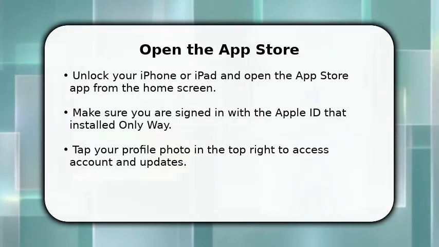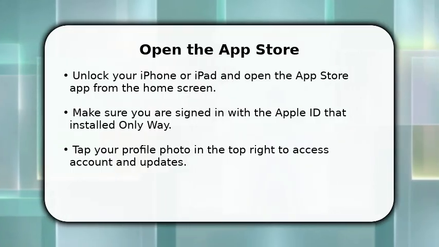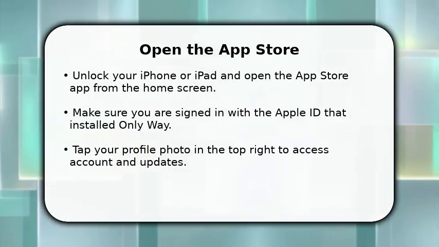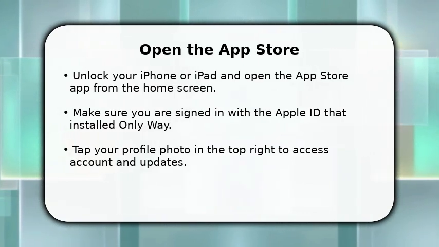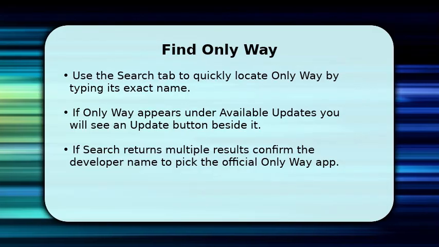Review available updates under Available Updates or Upcoming Automatic Updates sections in your account. Stay connected to Wi-Fi to save cellular data and speed the download process. Use the Search tab to quickly locate OnlyWay by typing its exact name. Alternatively, tap your profile, then Purchased to find apps you own and filter by all.